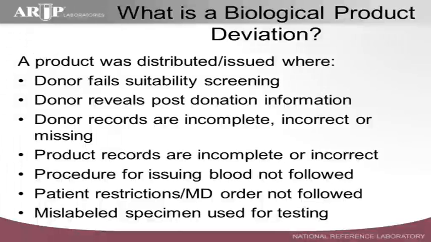If patient restrictions or MD orders aren't followed, so say you get an order that says this patient has to have irradiated blood, but you issue non-irradiated blood, and there's no documentation of why you did that, then that's reportable. Even if it comes back in the investigation that the doctor says, whoops, I ordered that in error. This patient does not need irradiated blood. The patient doesn't need CMV negative blood. The doctor ordered it in error. You still didn't follow the written order, so it's reportable. You can include that in your investigation, but you still have to submit the report.